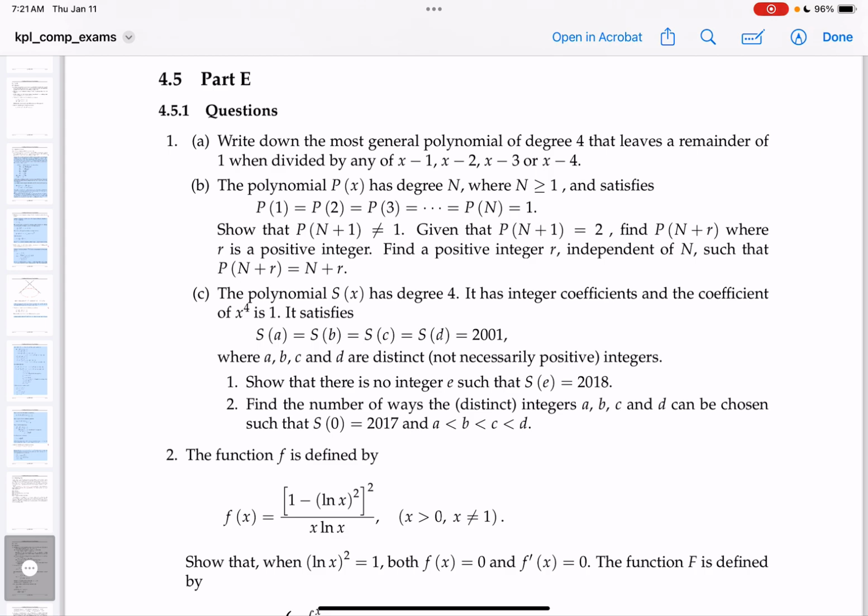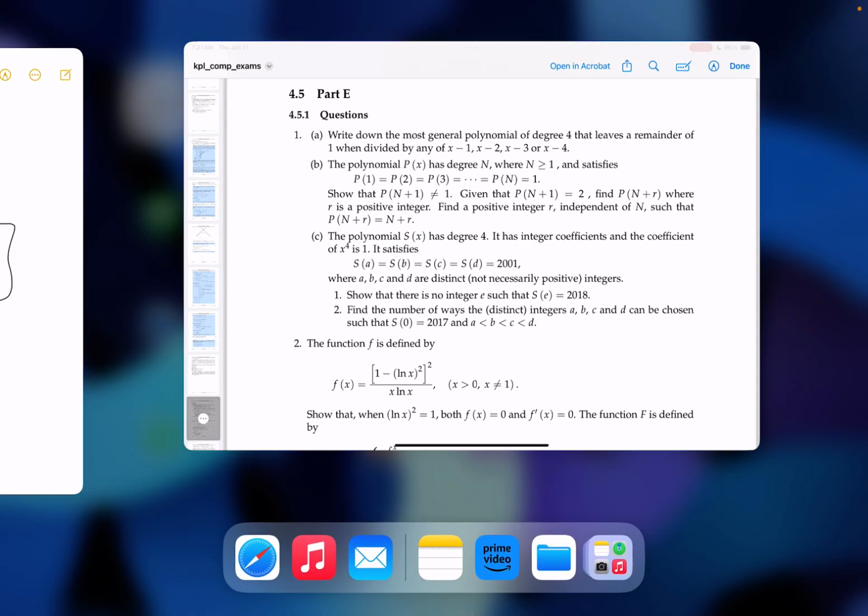They go on to say that P1 equals P2 equals P3, up to Pn, up to the degree of the polynomial, is equal to the number 1. So it's related to the first question, by the way. It says, show that Pn plus 1 does not equal 1. All right? Then it says, given that Pn plus 1 equals 2, find Pn plus r, where r is a positive integer. Find a positive integer r independent of n such that Pn plus r equals n plus r. Boy, that's a lot of stuff written down, by the way.